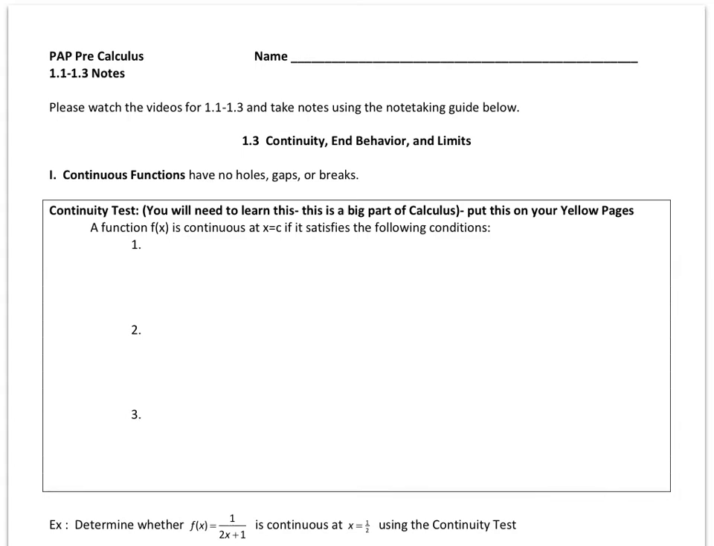This is 1.3. This is the last part of your 1.1 to 1.3 notes. So we're going to look at continuous functions. A continuous function basically is a graph that has no holes, gaps, or breaks.